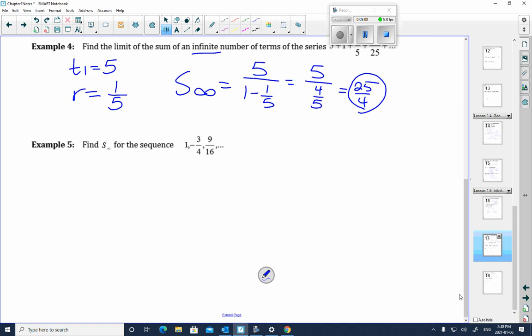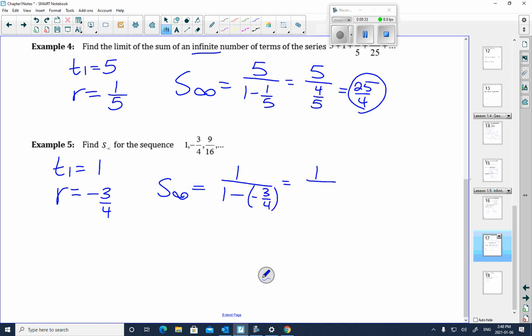All right, find the sum to infinity for the sequence 1, negative 3/4, 9/16. Again, the first term is 1. The common ratio is the second term divided by the first term. So negative 3/4 divided by 1 is just negative 3/4. So the sum to infinity would be 1 divided by 1 minus negative 3/4, which is 1 divided by 7/4, which is 4/7.